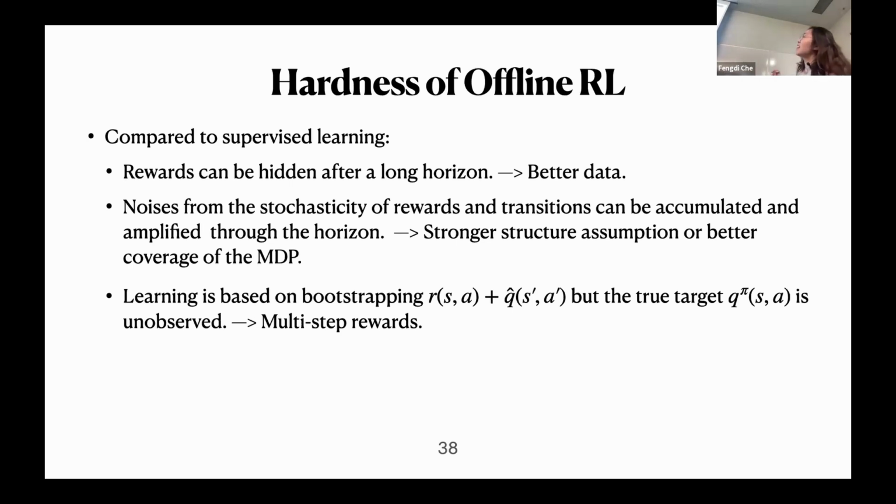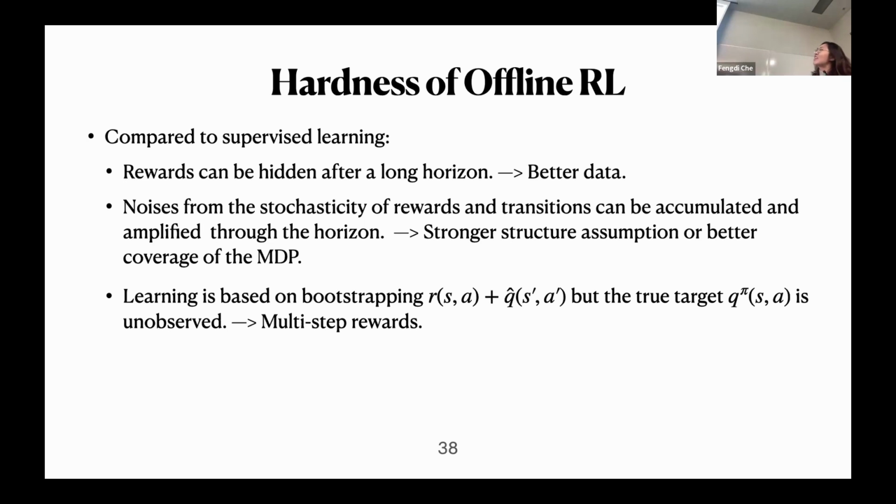And the third thing that is different from supervised learning is that usually for supervised learning, the target is observed. But here we need to rely on bootstrapping. The true target is never observed. And when we rely on bootstrapping, this bootstrapping can give us a bias. Same as before, this bias can be accumulated and amplified along the horizon.